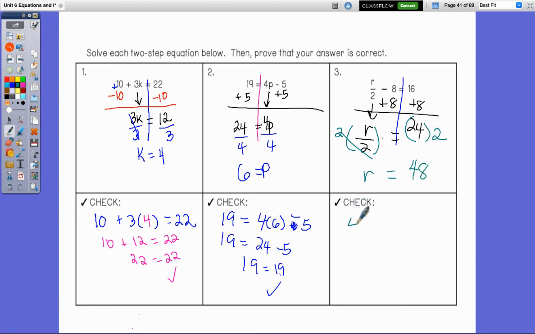Let's see if that's true. 48 divided by 2 minus 8 is 16. Well, what is 48 divided by 2? 24. And what is 24 minus 8? 16. Does 16 equal 16? Yes, indeed it does. Okay.